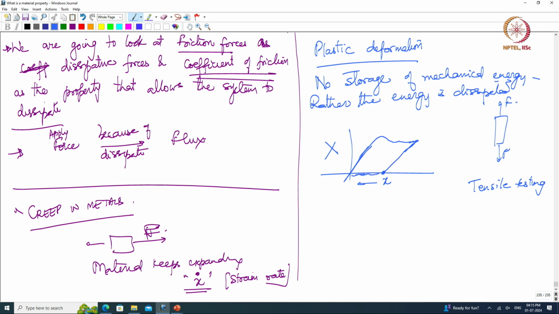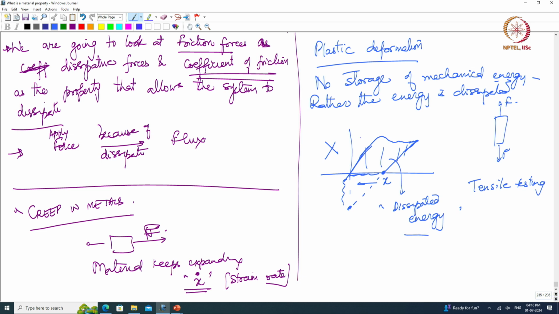I cannot get back to the 0 region. If I want to go back to 0 strain, I need to apply some more compressive stress. I need to generate some compressive stress in the material so that I go back to 0 stress. All this is the energy which is dissipated, in some sense. We are actually going to look at that.